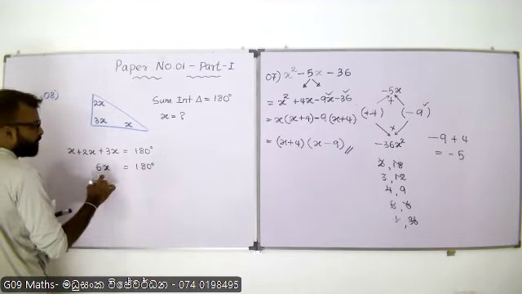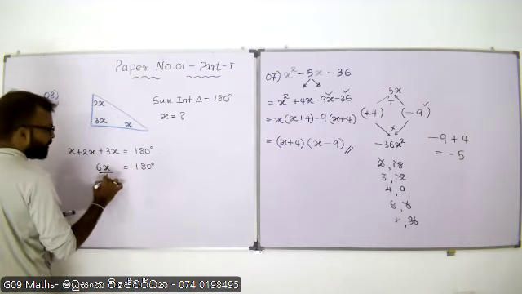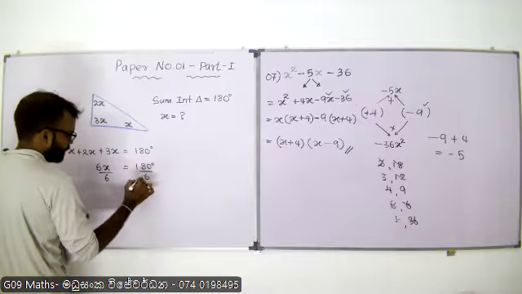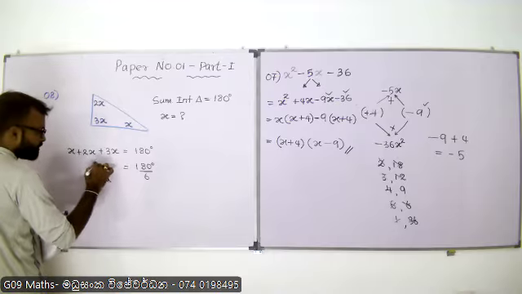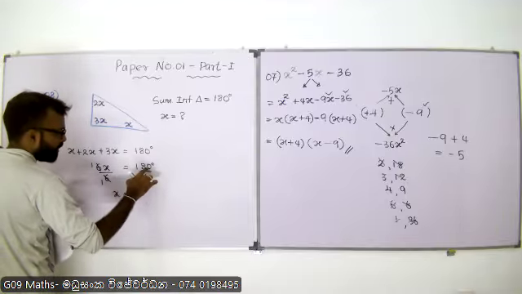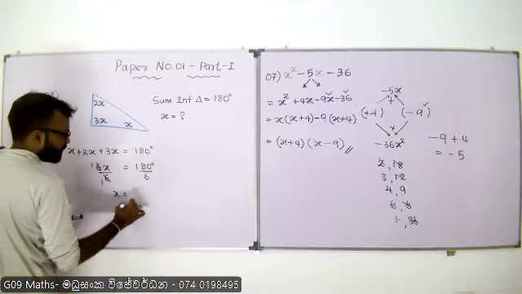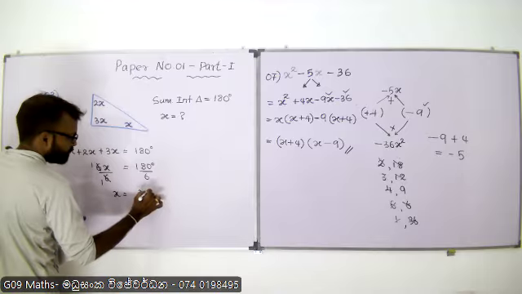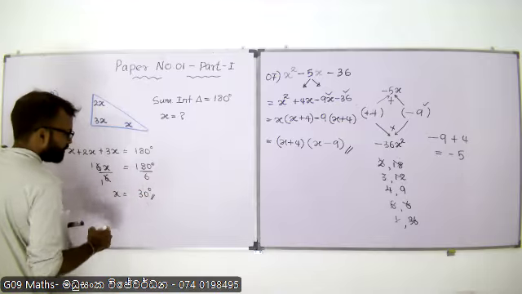If you want to find the value of x, you are going to divide both sides by 6. 6 times 1, 6 times 1. x equals 180 divided by 6, which is 30 degrees. Right? x equals 30 degrees.